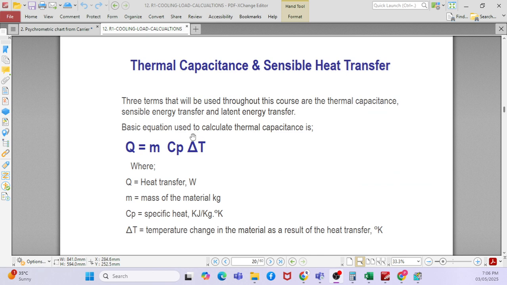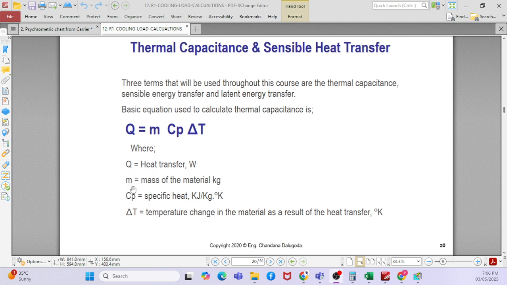Now we go further down. This is the basic thermal heat transfer equation: Q equals m Cp delta T. The main equation. M is the mass of the material. If you expand it further, it is the volume of the particular material, which may be liquid, gas, water or air, multiplied by density. Each material has a different density. Then specific heat.